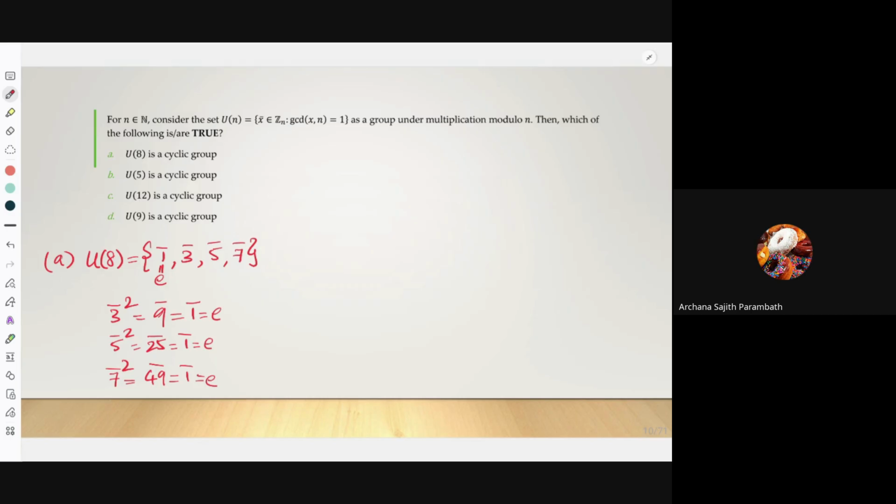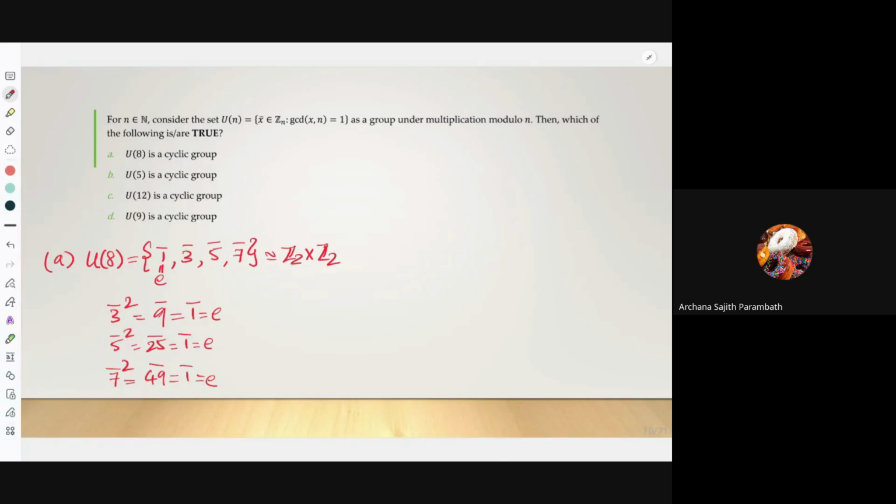So apart from 1, which is the identity, every non-identity element has order 2. So this is basically isomorphic to Z2 cross Z2, if you want to look at it like that, or what is called the Klein 4-group.